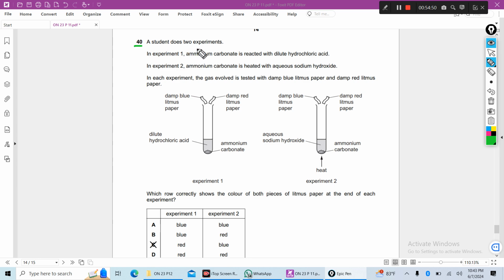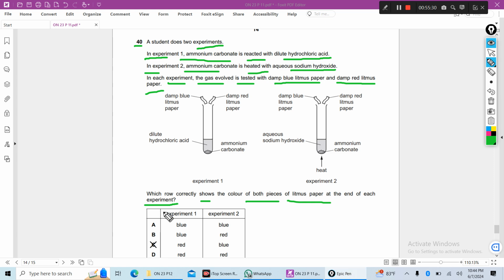A student does 2 experiments. In experiment 1, ammonium carbonate is reacted with dilute hydrochloric acid. In experiment 2, ammonium carbonate is heated with sodium hydroxide. In each experiment, the gas evolved is tested with damp blue litmus paper and damp red litmus paper. So which row correctly shows the color of both pieces of litmus paper at the end of every experiment?